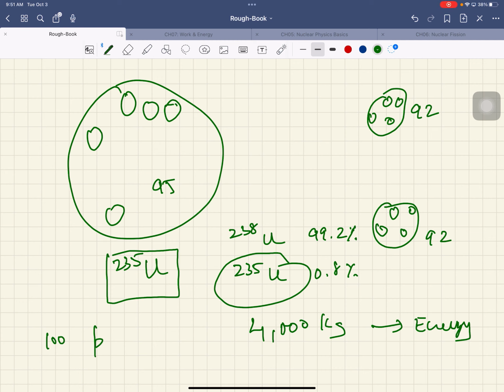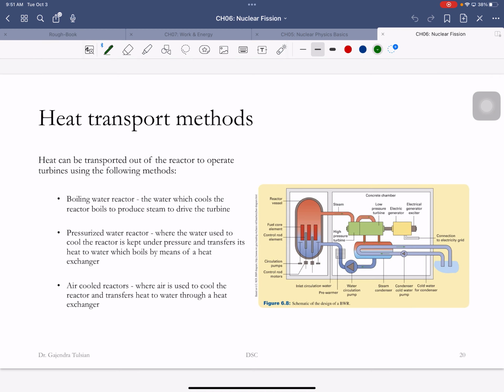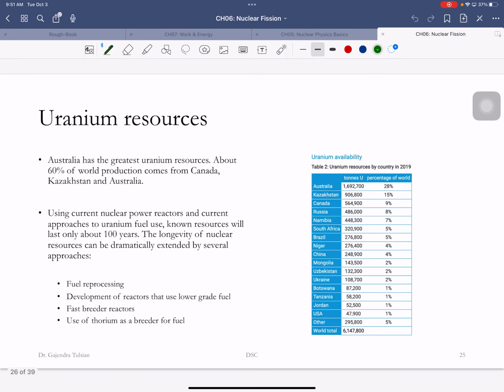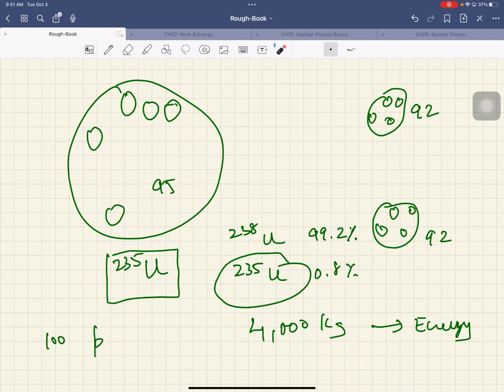Where do you find uranium? Well, uranium is available all over the world. Australia has 28% of the uranium, Canada 9%, Kazakhstan 15%, and so on. But then we can use other fuels.